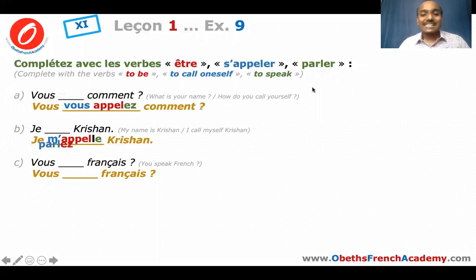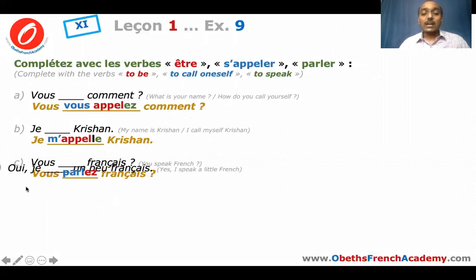It will be EZ. So did you notice I put blue color for the stem and I put red color for the ending. So PARL, how did you get that? You need to go to the infinitive form and remove ER, you get your stem. And when the subject is vous, your regular ER verb ending is EZ. And that's the reason you've got the spelling vous parlez français, you speak French.